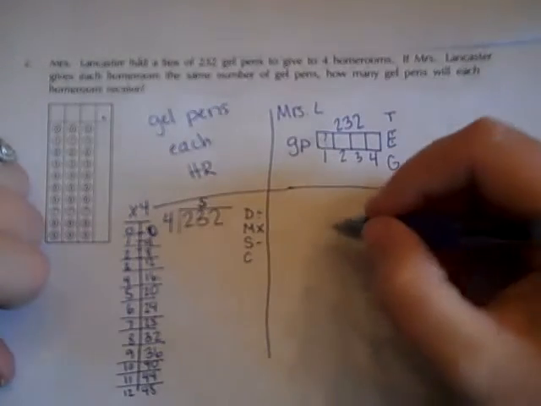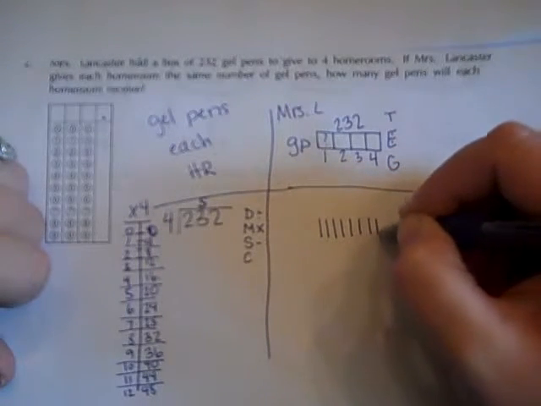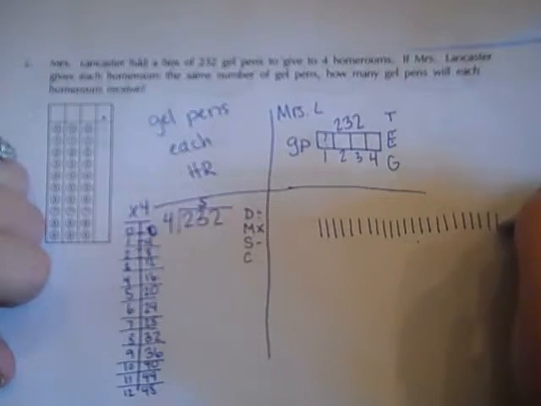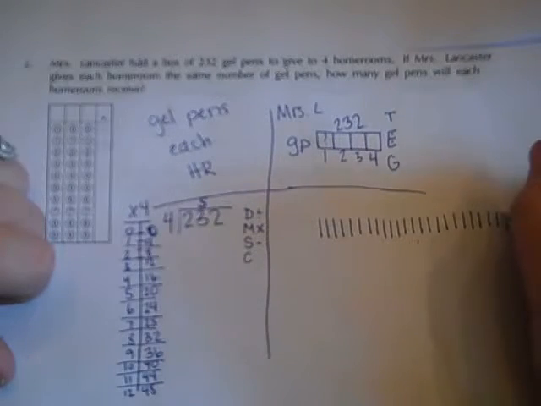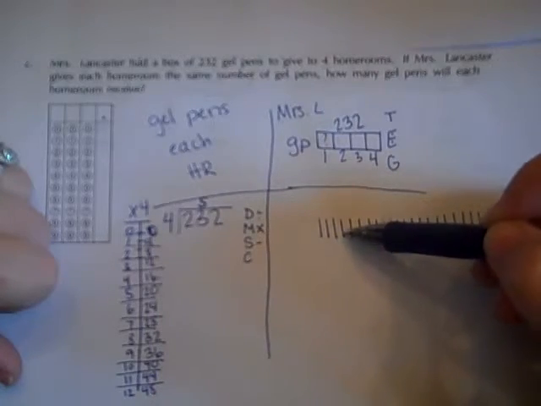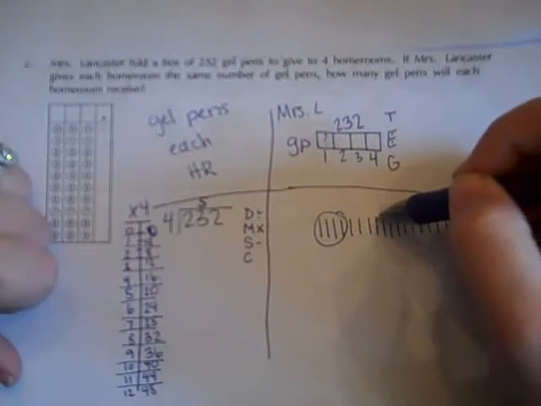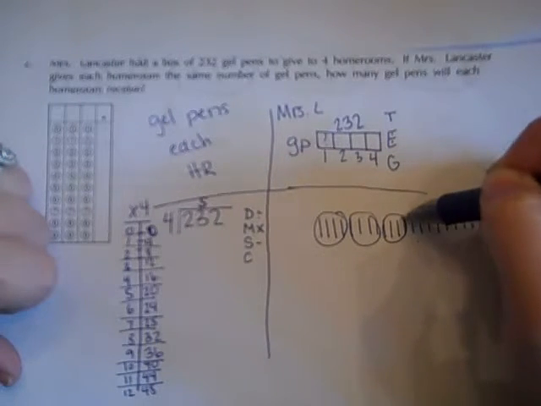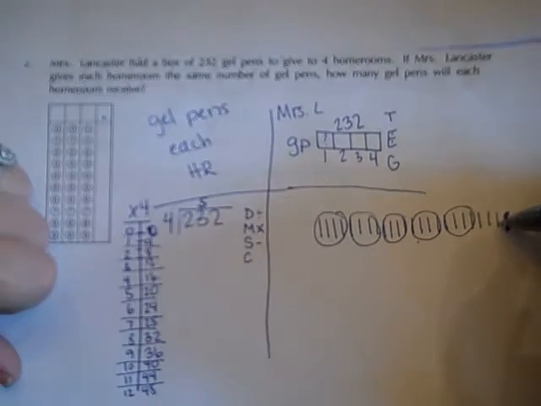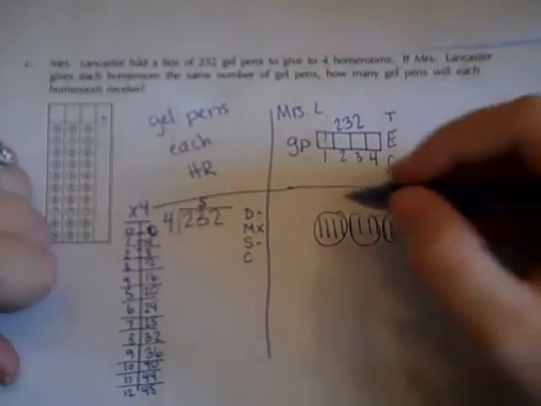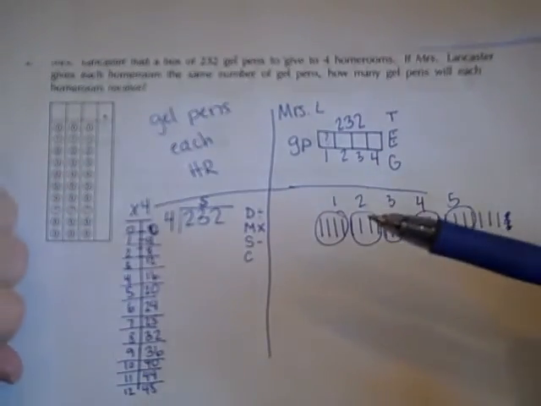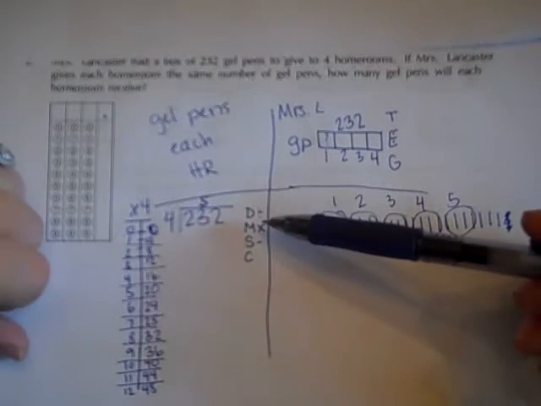So if you wanted to draw this out, it would be 1, 2, 3, 4, 5, 6, 7, 8, 9, 10, 11, 12, 13, 14, 15, 16, 17, 18, 19, 20, 21, 22, 23. And then you'd circle groups of 4. 1, 2, 3, 4. 1, 2, 3, 4. 1, 2, 3, 4. 1, 2, 3, 4. 1, 2, 3, 4. 1, 2, 3. Oh, I don't have another group of 4, but how many groups do I have? 1, 2, 3, 4, 5. So 5 groups. Now I have to multiply.